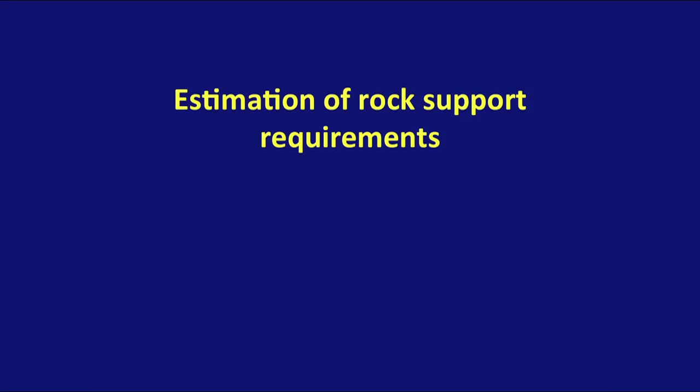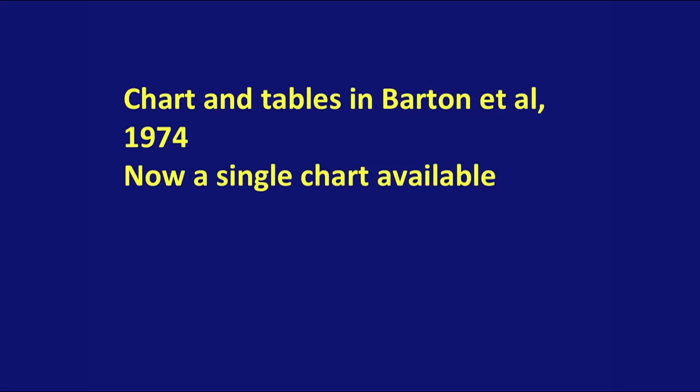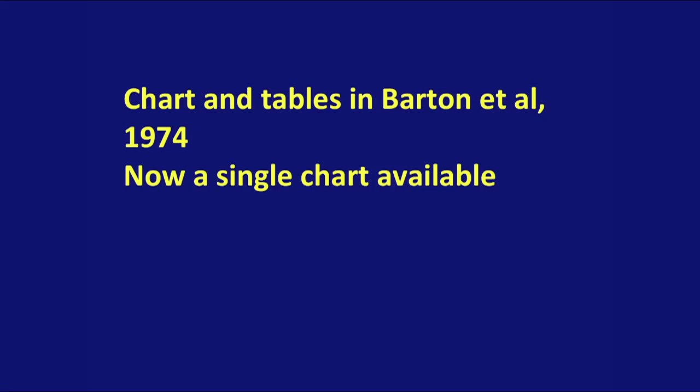I'd like to move on now to another use of rock mass classification, and that's for the estimation of rock support requirements. Barton, in his original publication in 1974, had a chart which defined different categories of support associated with rock mass classification numbers, the Q value. And from those tables, one could determine the support recommendations.